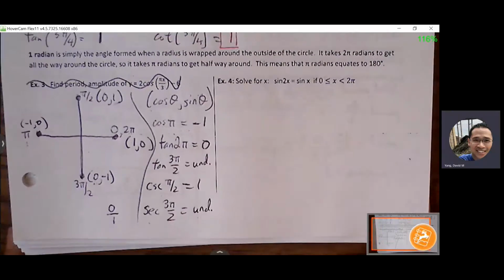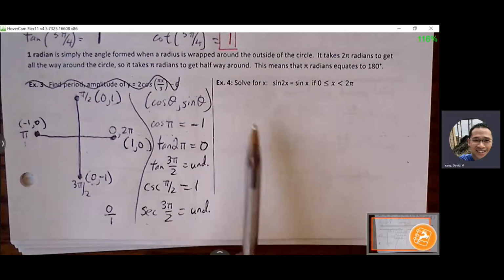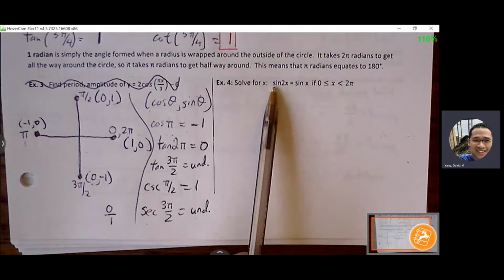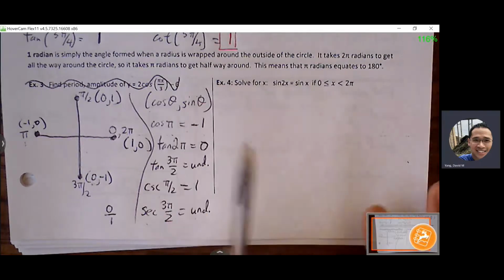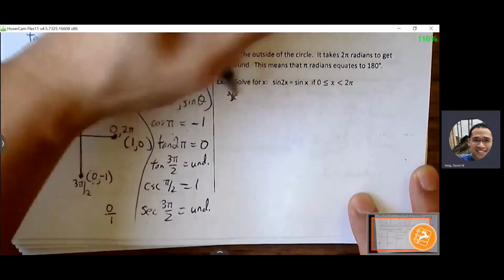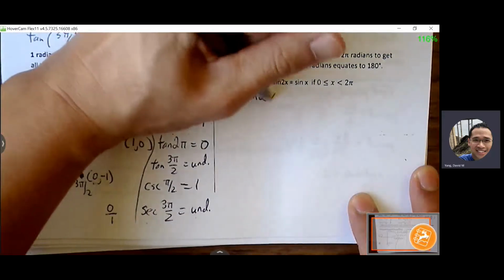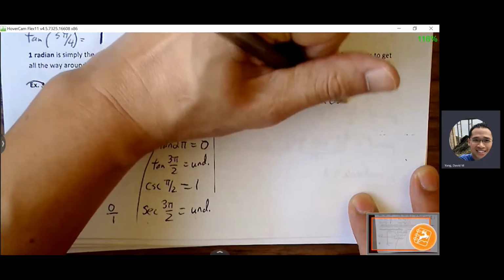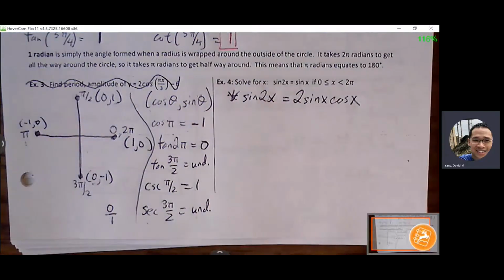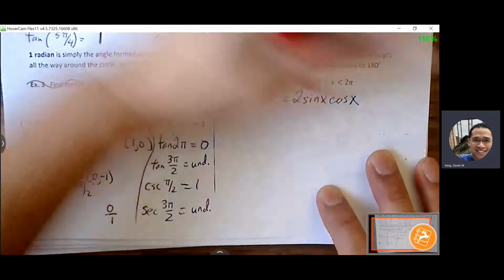Okay, we're just going to spend the rest of the time solving trig equations. I forgot to give you a sheet with all the double angle identities here, but sine of 2x is a double angle. We can expand that out. Sine of 2x can be expanded into 2 sine x cosine x. So I'll make a substitution, and then we can try to solve this equation.